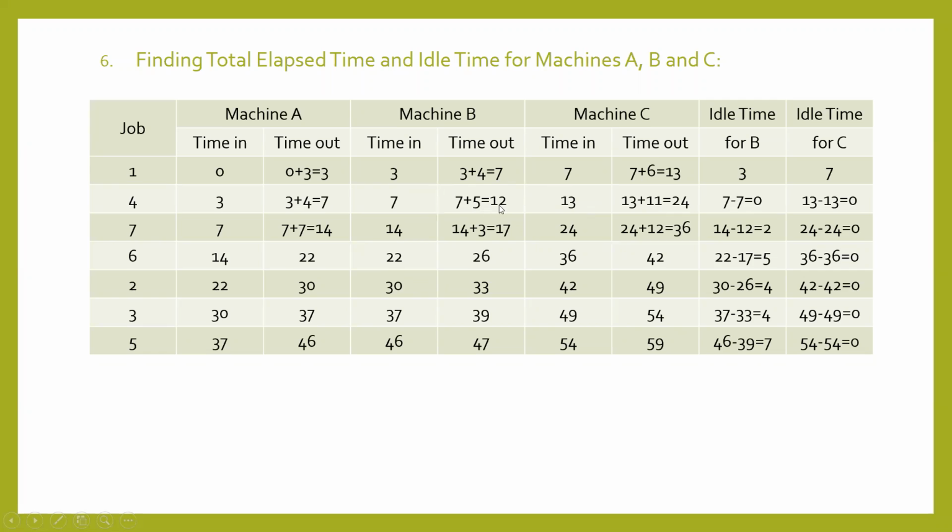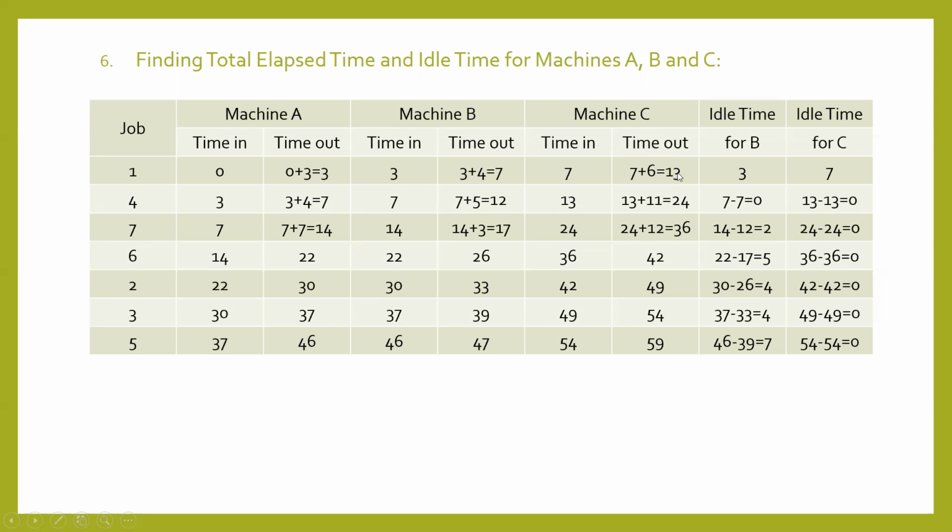Plus the processing time will give me the timeout for machine B of job number 4, which is coming as 12. Now pay attention to this one. Now job number 4 can start immediately on machine C after it is completed on machine B. But machine C is still processing the first job because the timeout is 13 here.